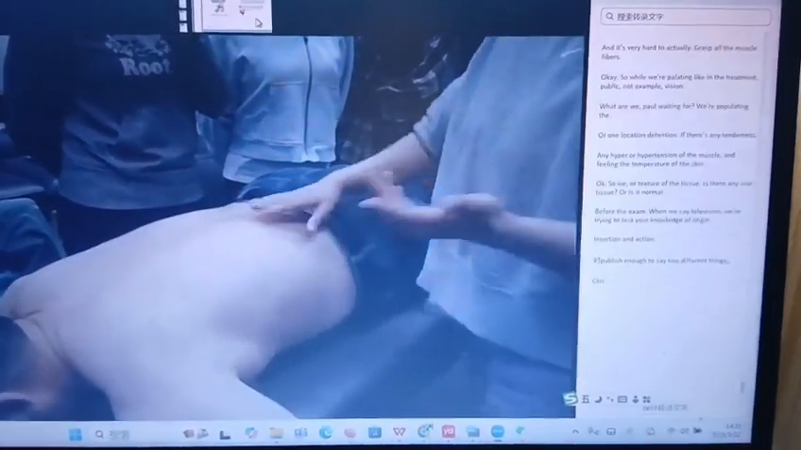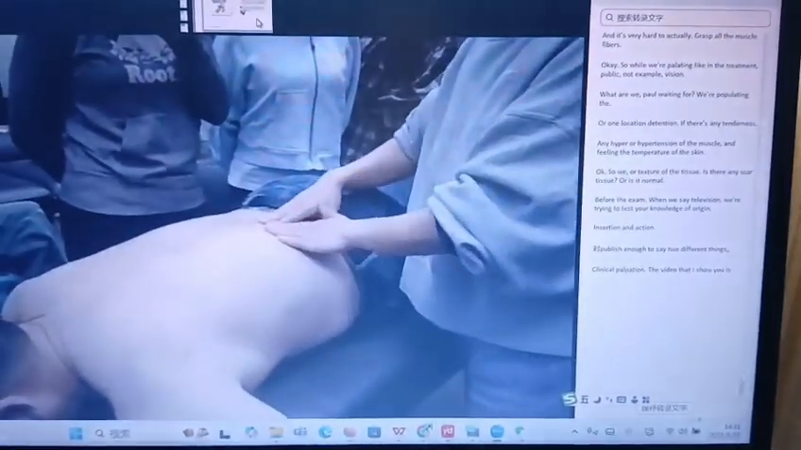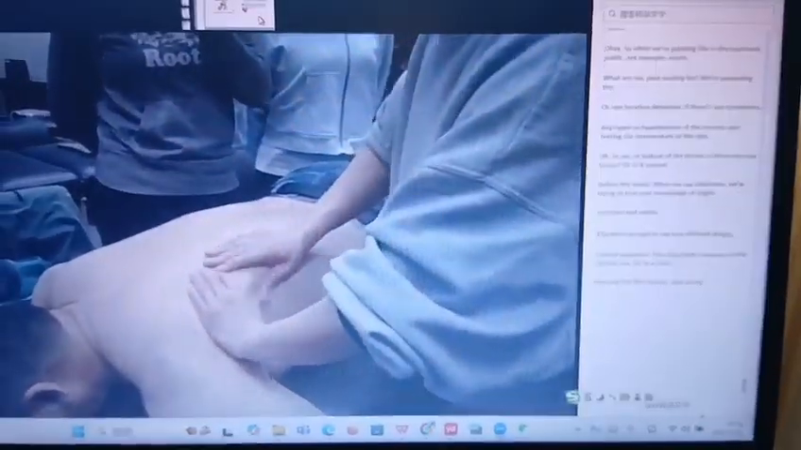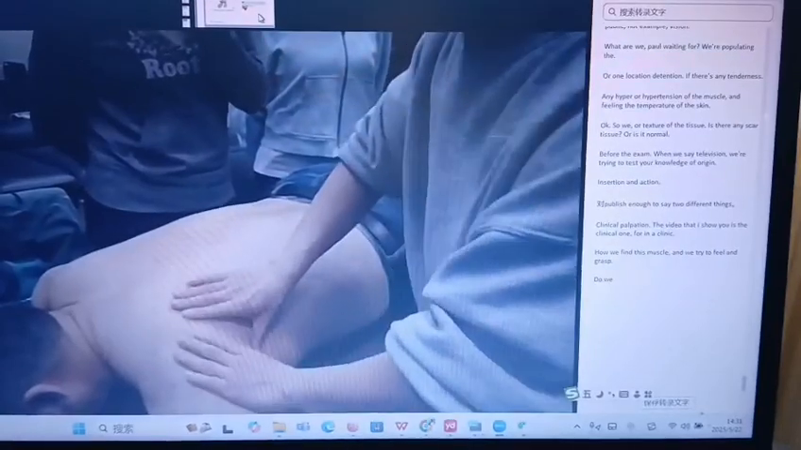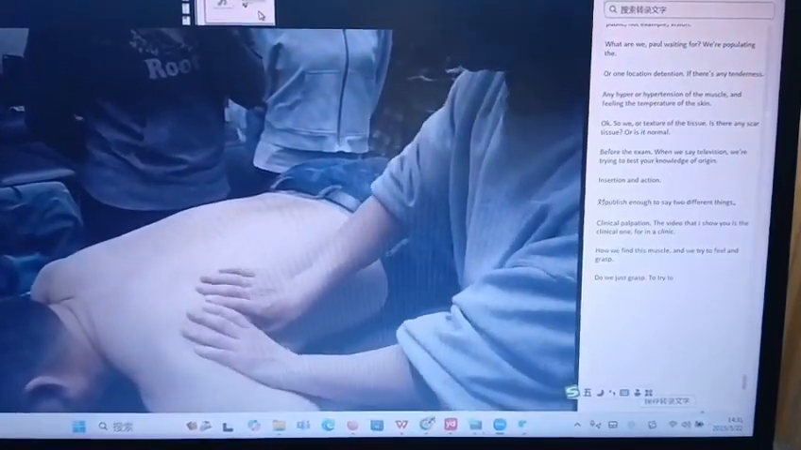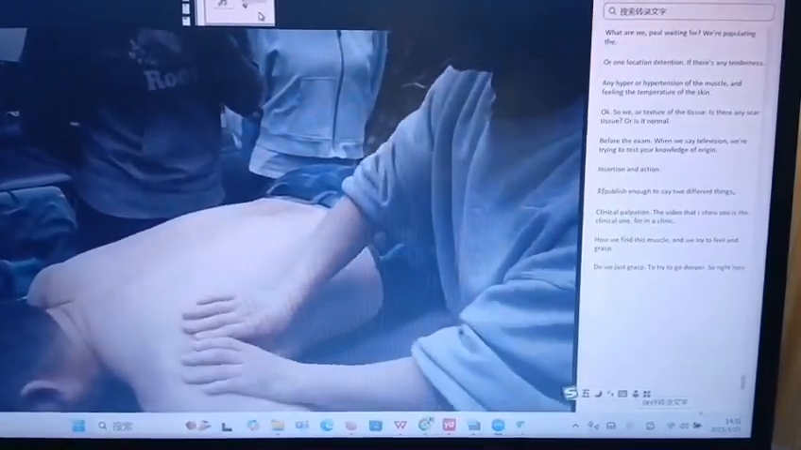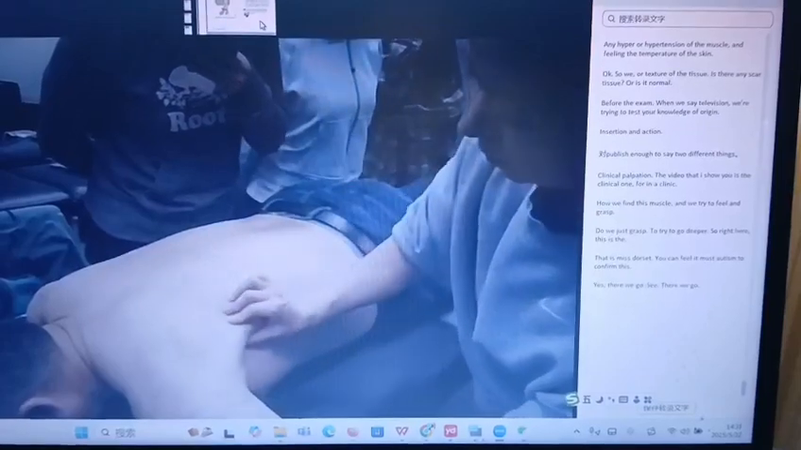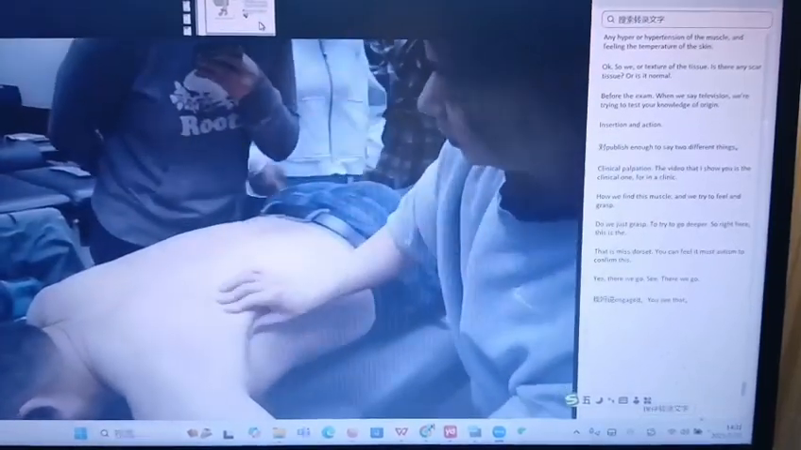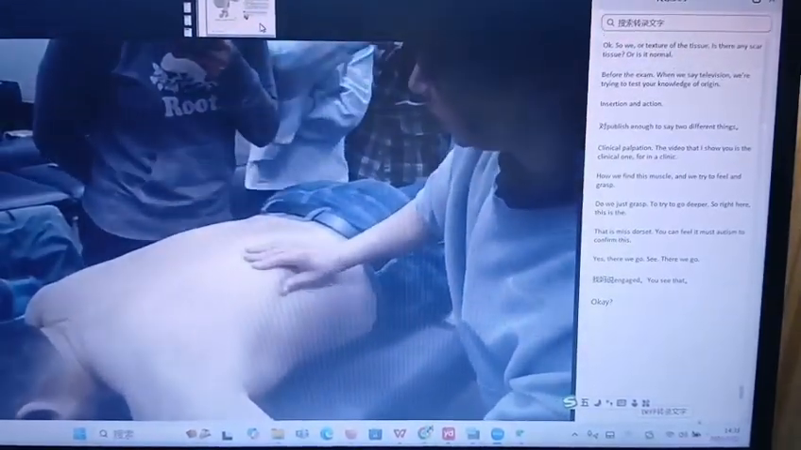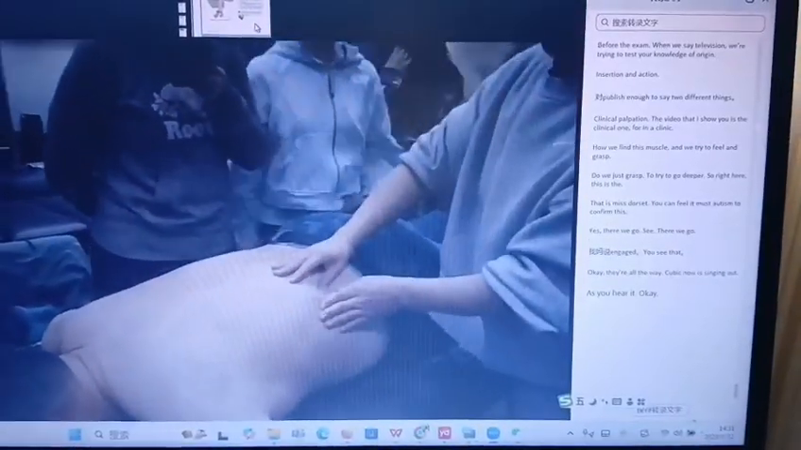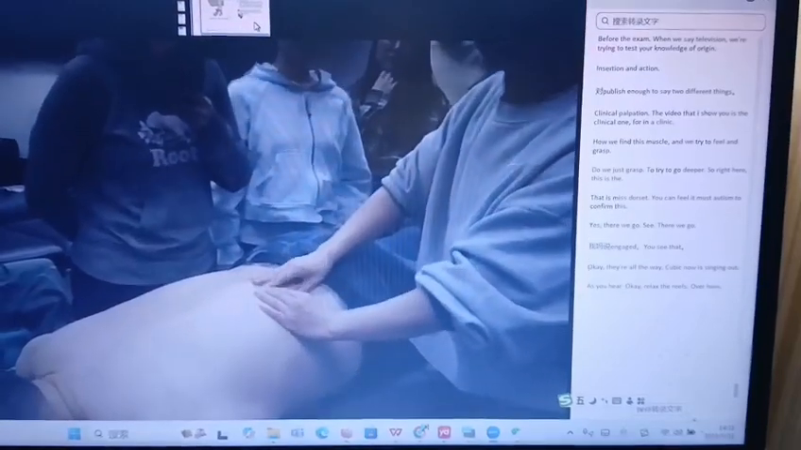Clinical palpation. The video that I show you is a clinical one. In a clinic, this is how we find this muscle and try to feel and grasp. This grasp is to try to go deeper. So right here, this is the latissimus dorsi. You can feel the muscle tissue. To confirm this, yes, there you go. See, there you go. The muscle. You can basically see that. Okay, there all the way. Keep it. Now it's thinning out. As you hear, okay, relax. The ribs over here, it is very thin.